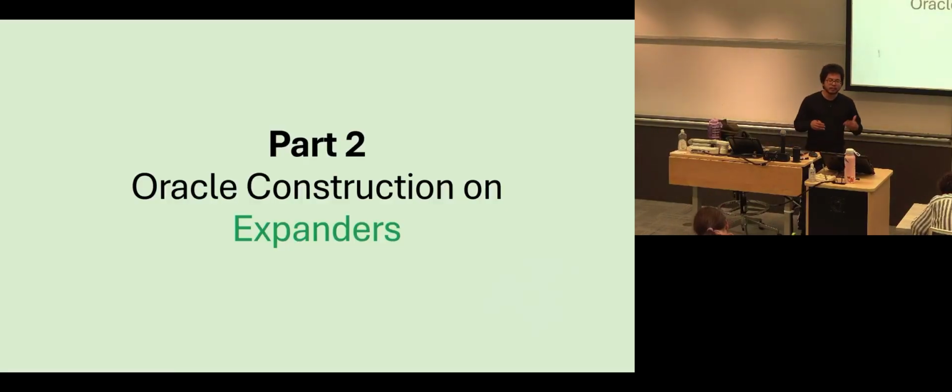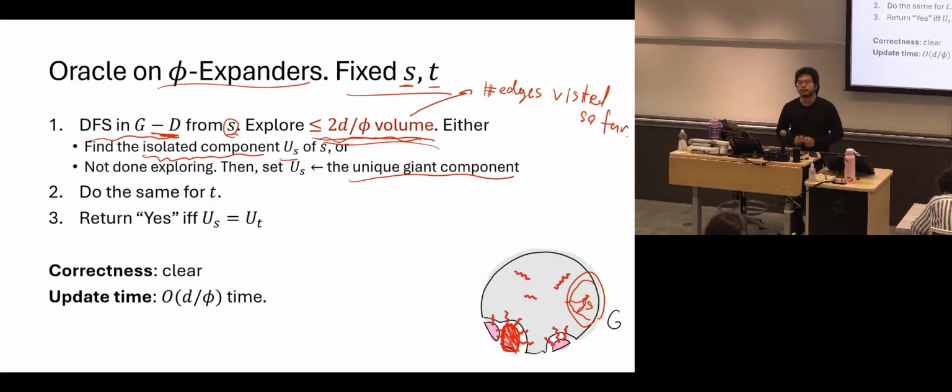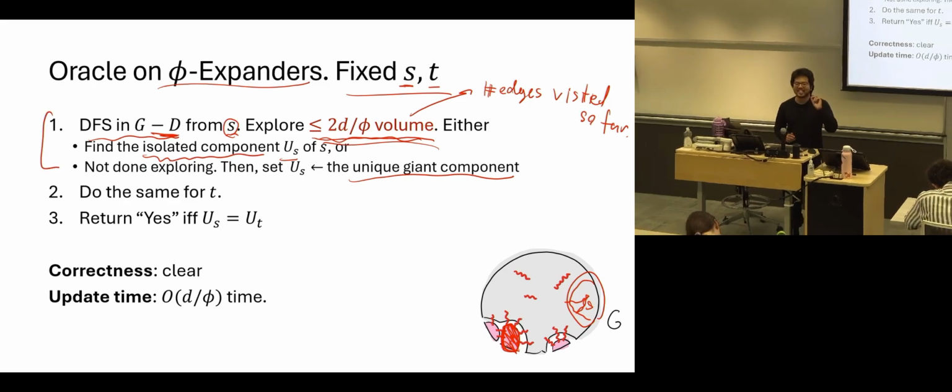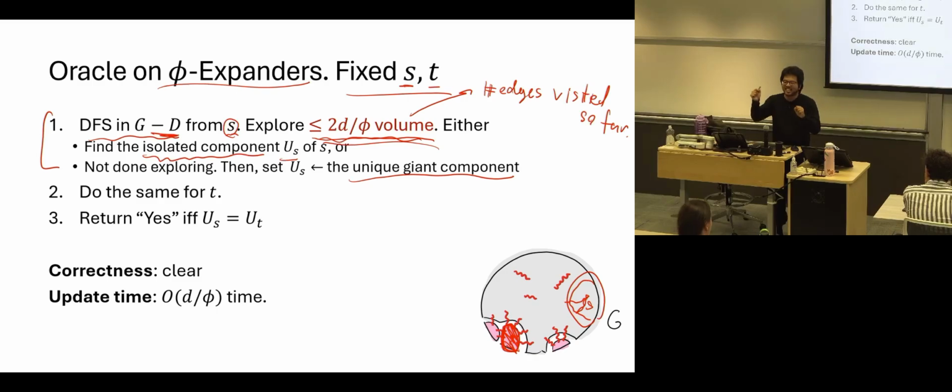So now let's see how to solve this problem when you don't fix S and T. It's going to be a bit more complicated. In the previous algorithm, can you just see if you saw T when you explore from S, instead of checking if the components are the same? Yes. If from here you visit T, then you know for sure that S and T are in the same component.